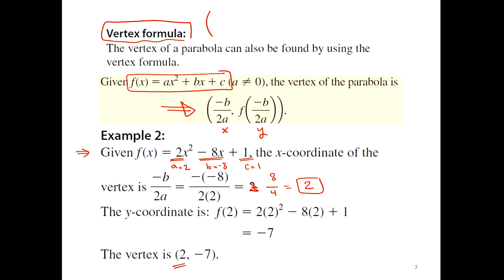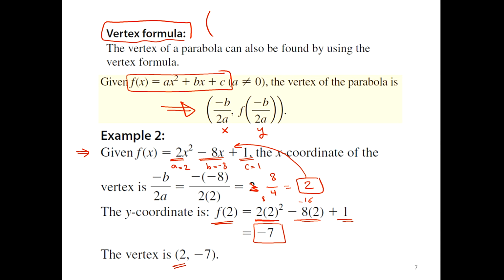Substitute this value in the function. So f of 2 equals what? 2 multiplied by x squared, we have 2 squared, which is 4, so 8. And minus 8 multiplied by x, so minus 8 multiplied by 2, which is negative 16, plus 1. So we have 8 minus 16, negative 8. Negative 8 plus 1, we have negative 7.